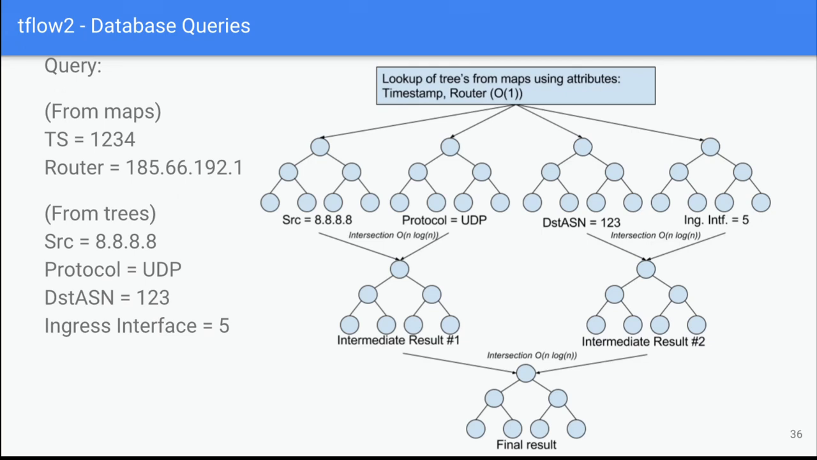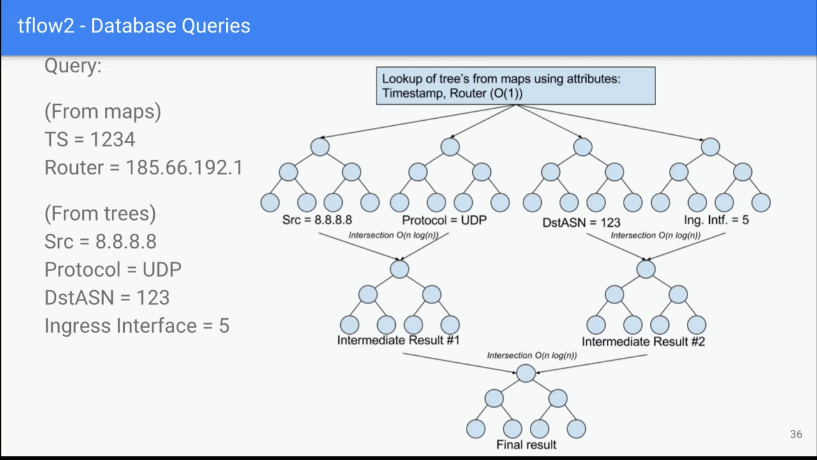But what you usually do is you have multiple criteria that you want to query for. In this example, you want to query for all flows that were coming from source address 8888. Their protocol was UDP. You don't care about ICMP, TCP, GRE, whatnot. You just want the UDP ones. The destination ASN must be 123. And the ingress interface on the router must have interface number 5. That is your query criteria. So how does it work?